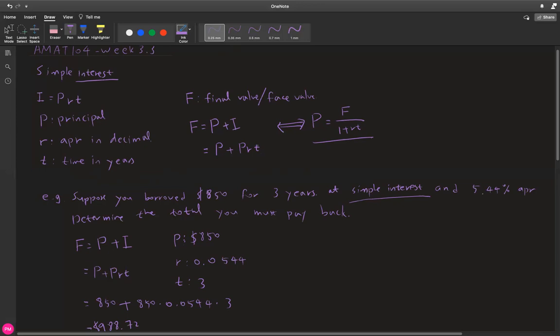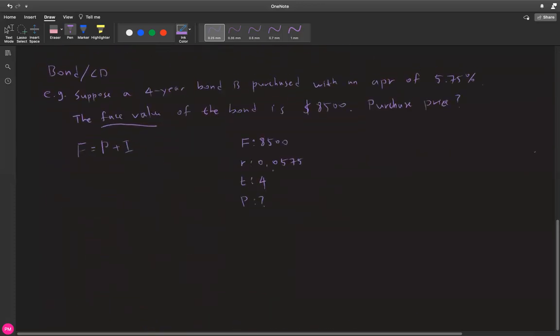So if you think it's necessary, you can simply memorize this formula and just use it. But if not, you can still get there without any hassle. It'll probably add a couple more steps, but it's not too much of a problem. So in this case, let's use the equivalent formula, which is the purchase price, the P, is equal to F over 1 plus RT.